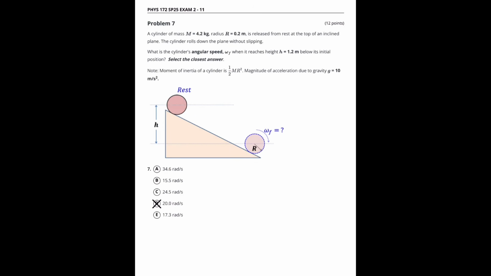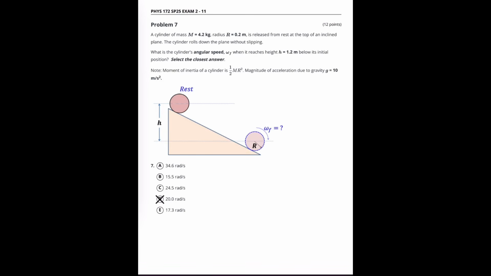Problem 7 states, a cylinder of mass 4.2 kg and radius 0.2 meters is released from rest at the top of an inclined plane. The cylinder rolls down the plane without slipping. What is the cylinder's angular speed, omega final, when it reaches the height, h is equal to 1.2 meters, below its initial position? Select the closest answer. Note, moment of inertia of a cylinder is 1/2 mr squared. Magnitude of acceleration due to gravity is 10 meters per second squared. So the first thing I'm going to do is identify our system and surroundings. Our system is the cylinder plus the earth. And our surrounding is the ramp.